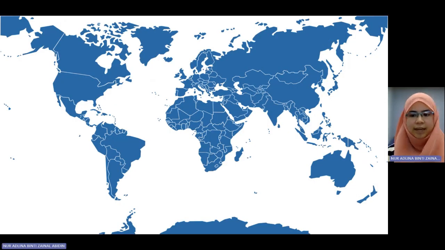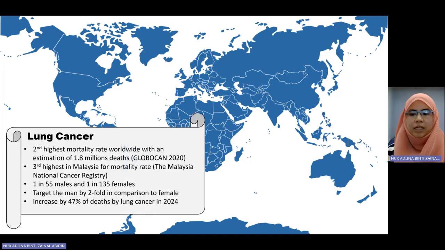So, what is lung cancer? Lung cancer is when there is a presence of abnormal cells that are cancerous growing primarily in your lungs. It is a common cancer known worldwide, with the second highest mortality rate according to the Globocan 2020 report on cancer. In Malaysia, however, it is the third highest mortality rate for cancer, just behind colon and breast, as reported by the Malaysia National Cancer Institute Registry report.